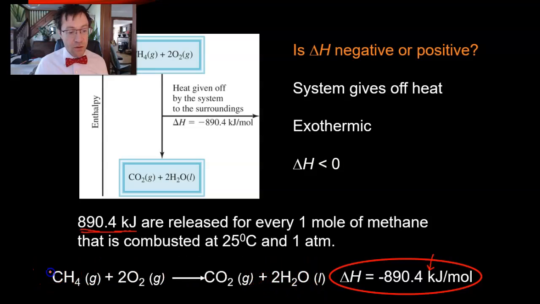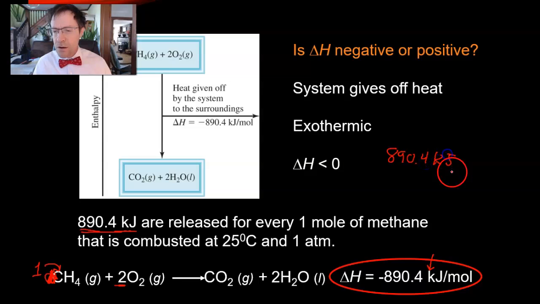So what this means is if you have 1 mole of CH4, you will liberate or give off 890.4 kilojoules per 1 mole. But that's not quite the case for oxygen, because for oxygen there are 2 moles here. Does that make sense? So if we wanted to find out how much per oxygen, what we have is kilojoules per mole, right?